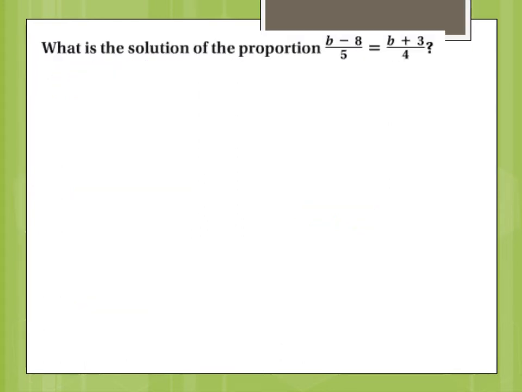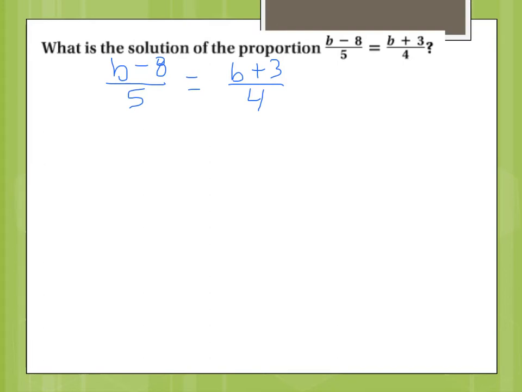Oh my gosh, there's so much more work here. It's so much harder. Not really. It still has division of the whole problem. So I'm going to rewrite the problem: b minus 8, that whole thing divided by 5, is equal to b plus 3, that whole thing divided by 4. Right now I'm looking at this and I see fraction equal fraction.